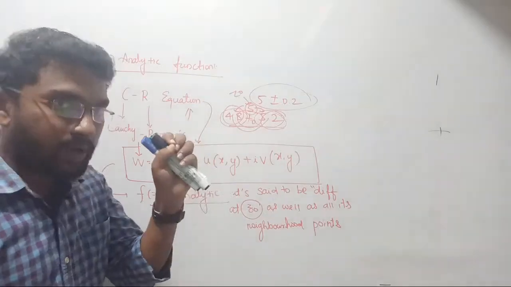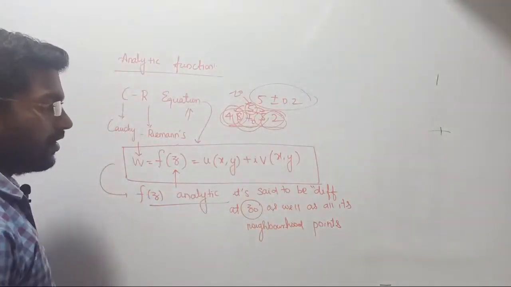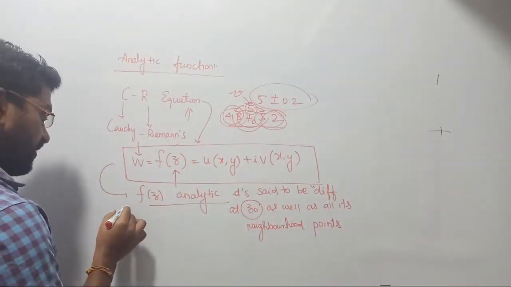So if your function is said to be differentiable at this selected point as well as all its neighborhoods, that function is said to be analytic. According to the Cauchy-Riemann definition, it is said like this.